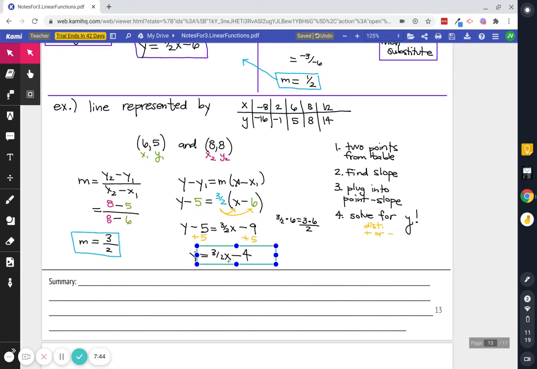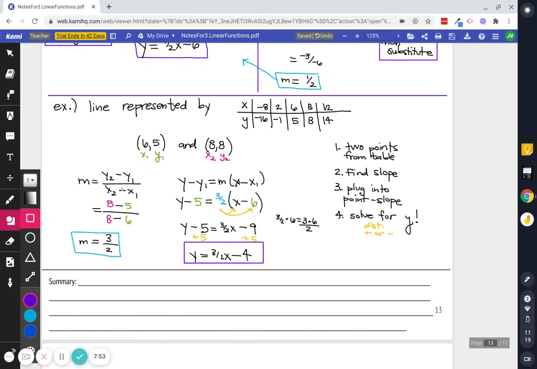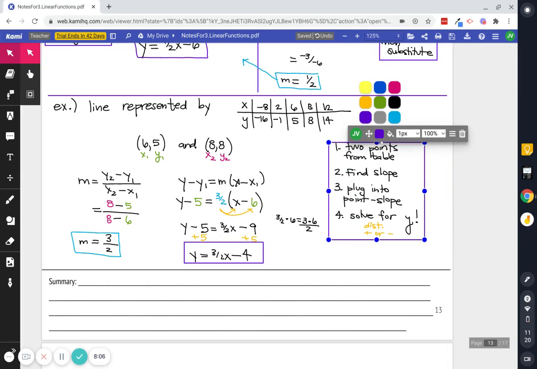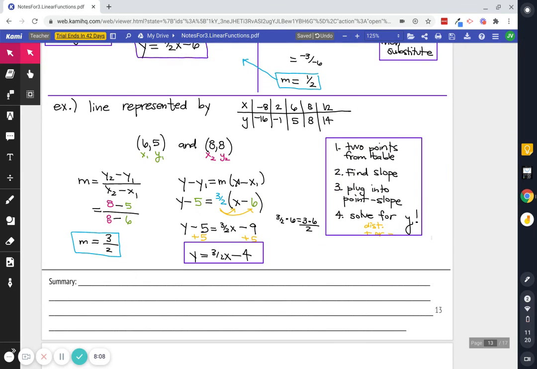Once we get y totally solved for by itself, then we have our answer that we want. That's how we know we're done. So is this kind of a long process? Yes. Is it impossible? No, you can do this. You'll get this figured out. Whether or not I'll get moving these boxes figured out remains to be seen, but we'll keep doing our best. But the idea is you need a point, you need a slope. If you don't have a slope, you have to find one. Then you can plug it in, and then we always finish by solving for y.